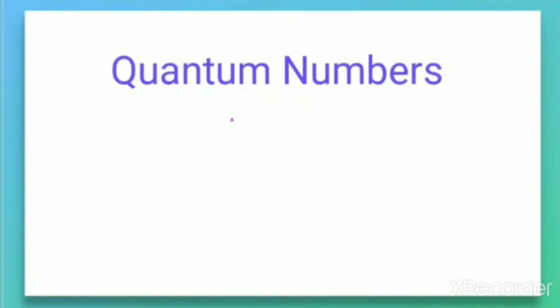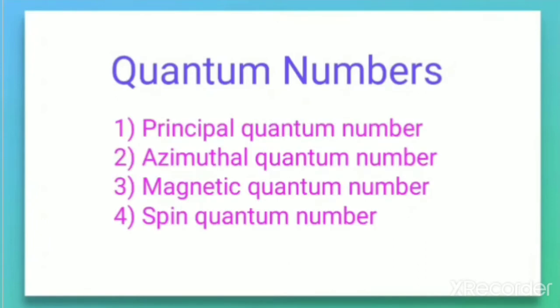To describe each orbital in an atom, we need a set of numbers which are called quantum numbers. Let us discuss what types of quantum numbers there are. The first one is the principal quantum number, the second is the azimuthal quantum number, the third is the magnetic quantum number and the fourth is the spin quantum number. Let us discuss these in detail.